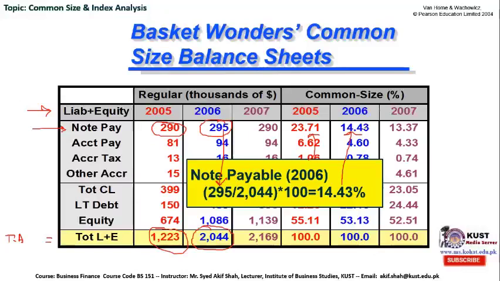So ultimately, with simple mathematical operation, we have arrived at 14.43%. Since the percentage sign has already been mentioned once, we are not required to write down the percentage sign each time we are calculating the percentage for the relevant head of account.